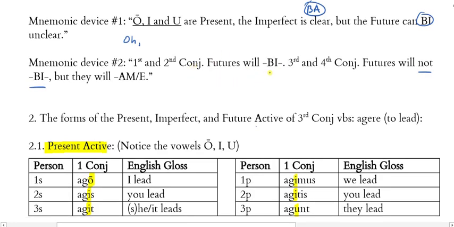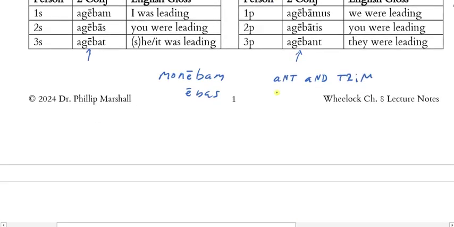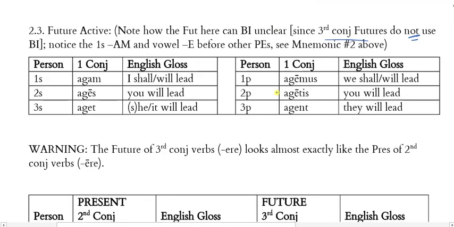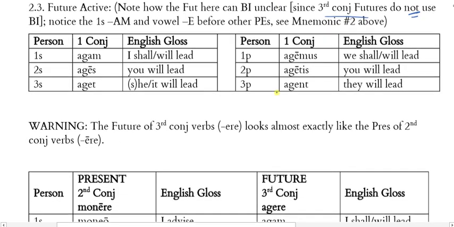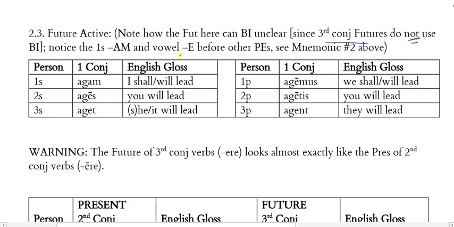First and second conjugation futures will be -bo, -bi, -bu. Third and fourth conjugation futures will not be -b, but they will have E. Here we're going to see these third conjugation futures with -am and -e, so we're going to see -a and E here. Agam, say that with me, agam. So I will or shall lead, agam.